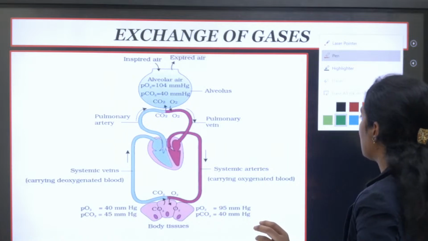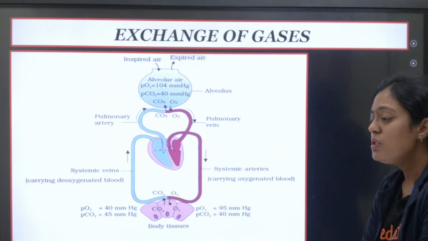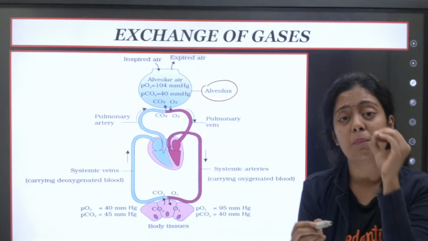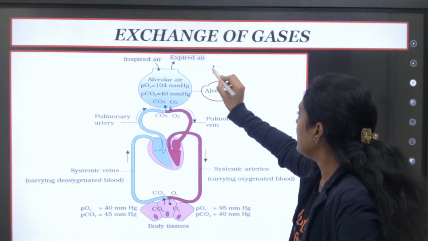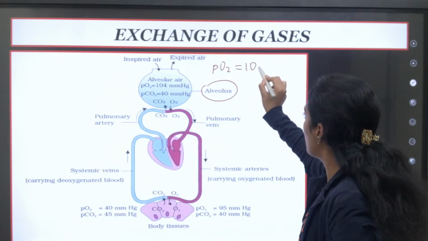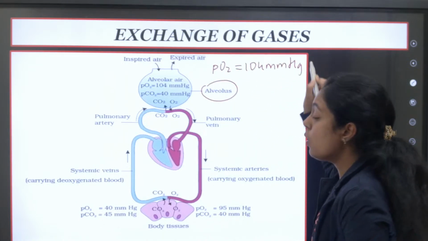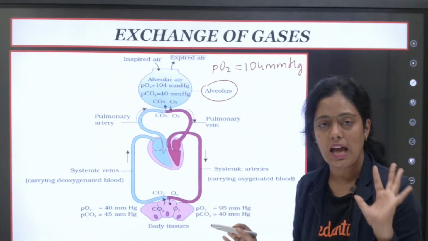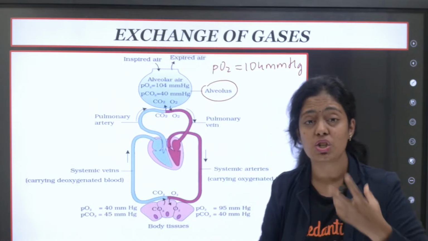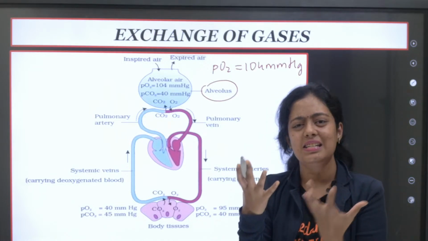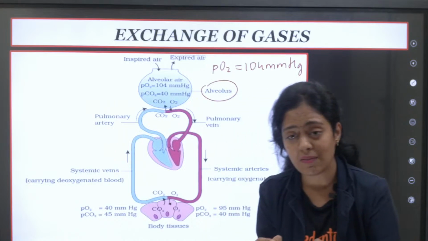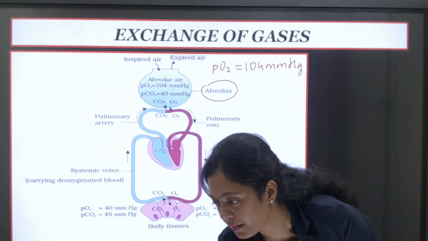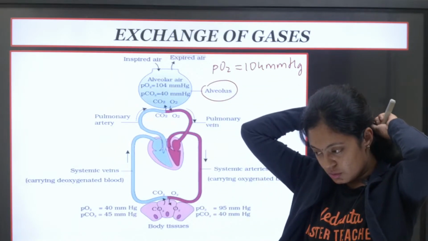So first look here, I will use another color. What is happening? Let us first look at the alveoli. What is the partial pressure of oxygen in the alveoli? You can memorize this by heart. PO2 is equal to 104 mm Hg. How much carbon dioxide is there? 40 mm Hg. So what will actually happen? You all know the deoxygenated blood. Can you tell me the blood vessel which carries deoxygenated blood to your heart? Can anyone tell me? Tell me, let's see.